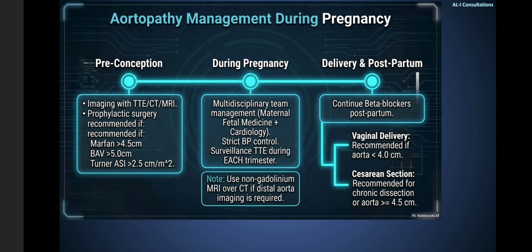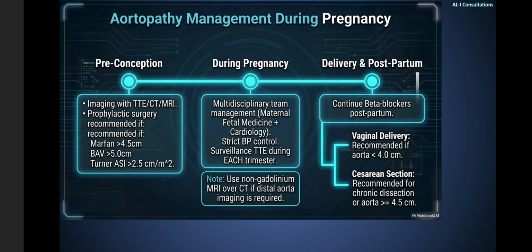Management of a pregnant patient starts at preconception with transthoracic echo, CT, MRI. Prophylactic surgery is recommended if Marfan with more than 4.5 centimeters, bicuspid aortic valve with more than 5 centimeter, Turner with 2.5 centimeter per meter square.